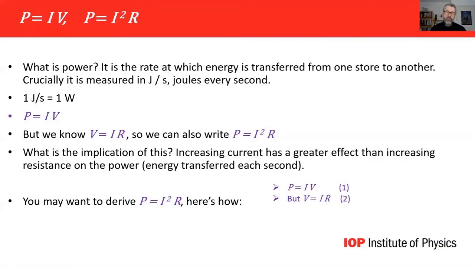So we can take equation 2 and substitute that where V appears in equation 1. So that we then get P equals I, which is present in equation 1, multiplied by, and rather than V, we're going to substitute in IR. So we get P equals I times IR, and I times I is I squared, and so we get P equals I squared R.